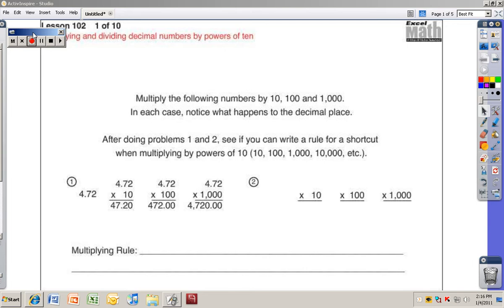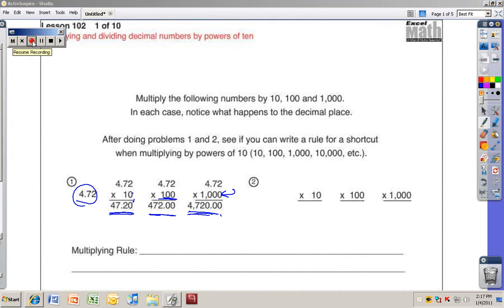So number 1's already been done for you. They took the number 4.72 and multiplied it by 10 and got 47.20. When you multiply by 100, you get 472. Are you noticing anything here? When you multiply by 1,000, the same number, you get 4,720.00. Okay, do you see a pattern that's happening? Oh, number 2 is not even on there for us.